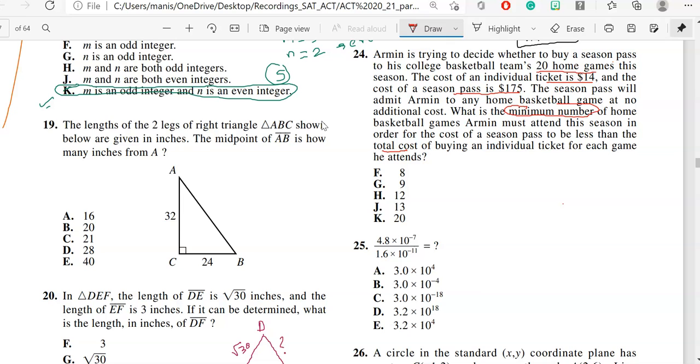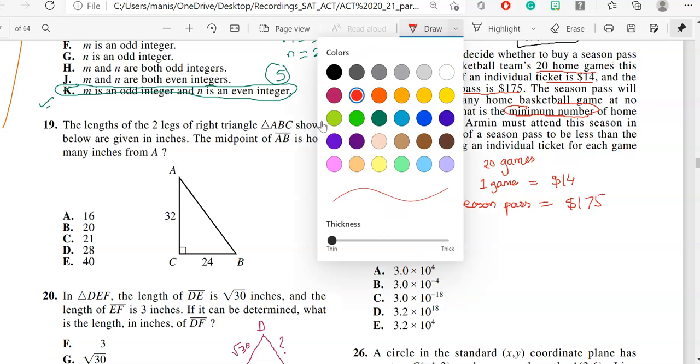So in this question, what we can do is, there are a total of 20 games. Okay, and one game costs how much? One game costs $14. All right, and the thing is, if he buys the season pass, it costs him $175. It is quite clear from here.